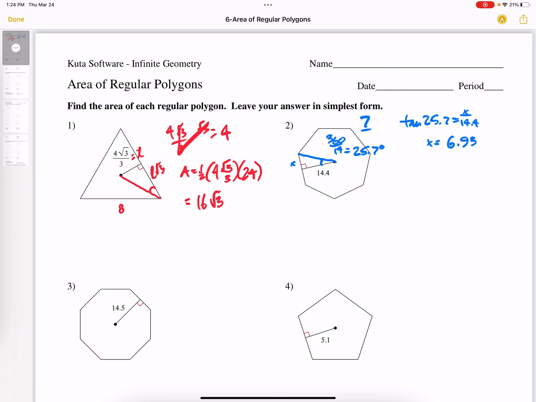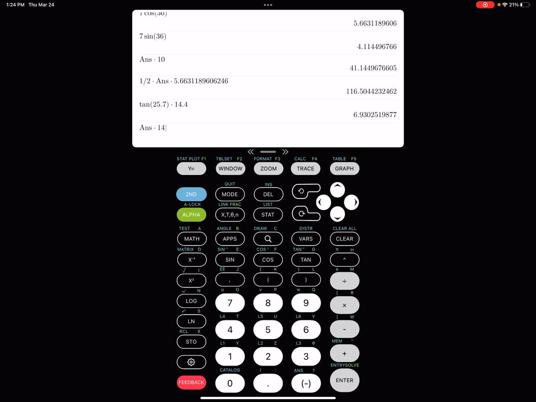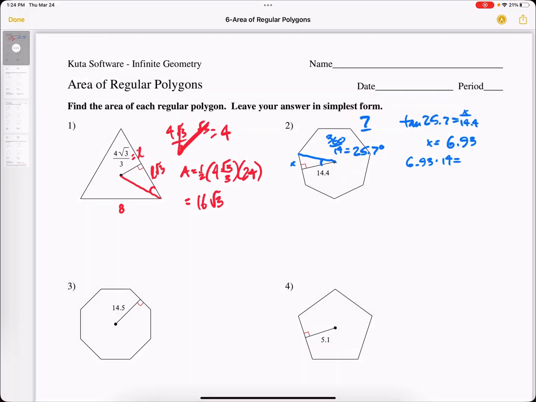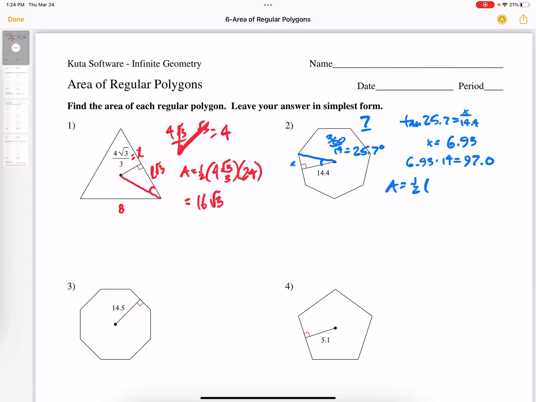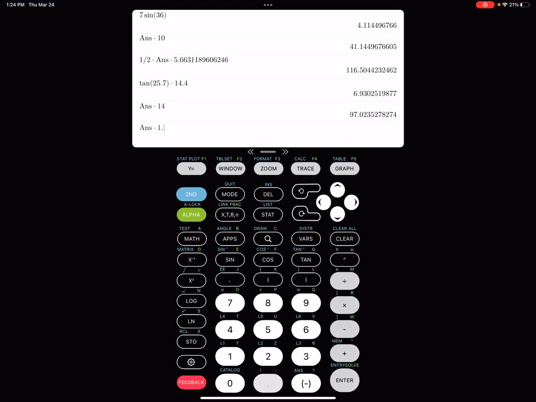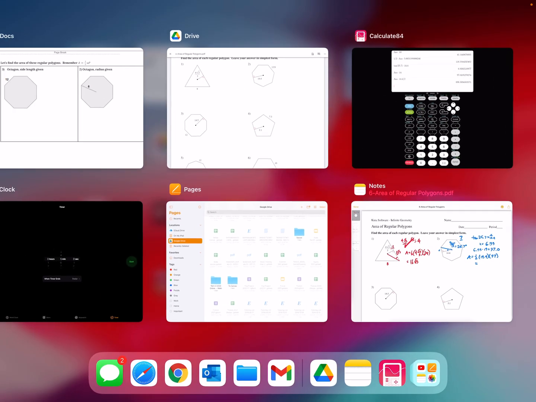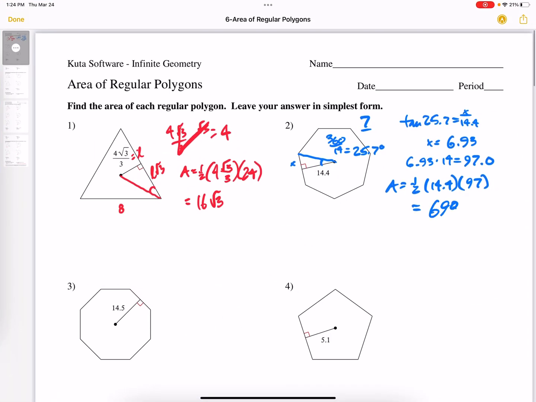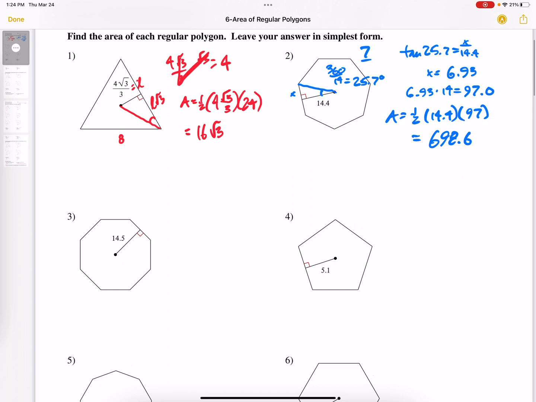So that means my side length is twice that. So 6.93 times 14 equals my perimeter, 97.0, give or take. So my area is 1/2 times 14.4 times that 97. So that gives me an area of, times 14.4, whoops, 14.4 and then divided by 2, 698.6. All right, number 3.